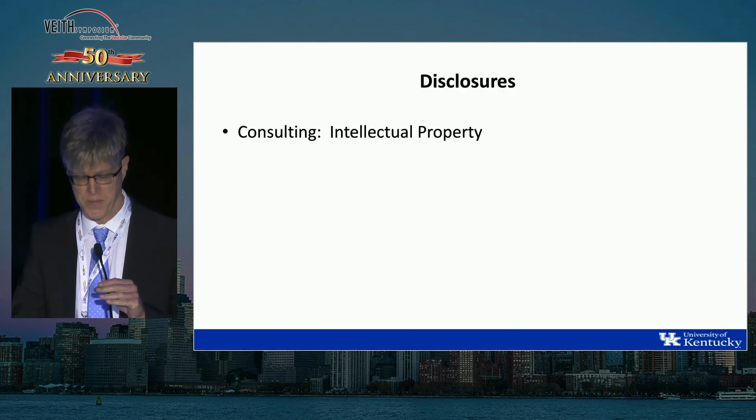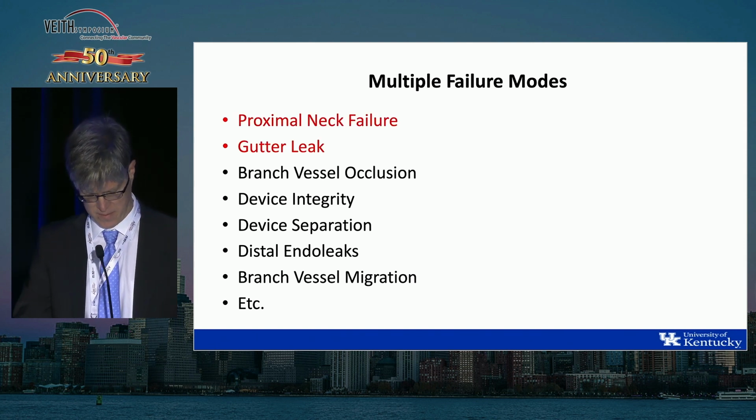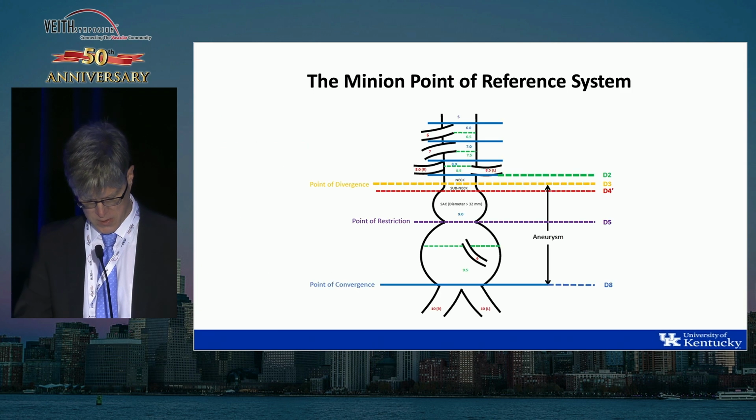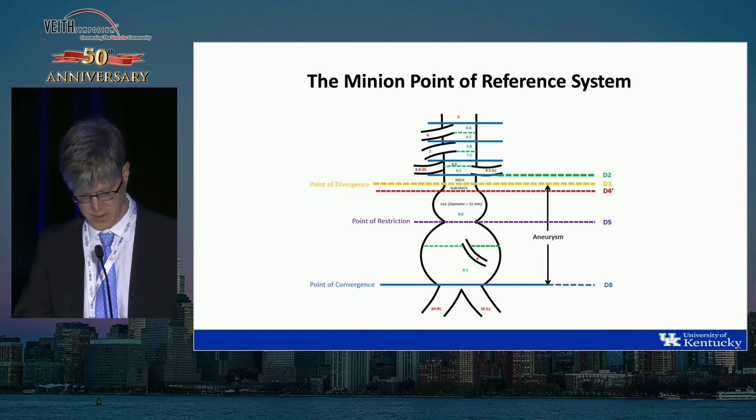Here's my disclosure. There are many potential failure modes in EVAR and parallel endografting, and in the interest of time, I'm going to focus on the first two. I'm also going to discuss a novel system to evaluate aortic anatomy and guide therapy that I call the point of reference system. Unfortunately, it's only been published so far on the U.S. Patent Office website, but I hope to rectify that soon. I'll also be discussing this a little more in detail on Saturday.